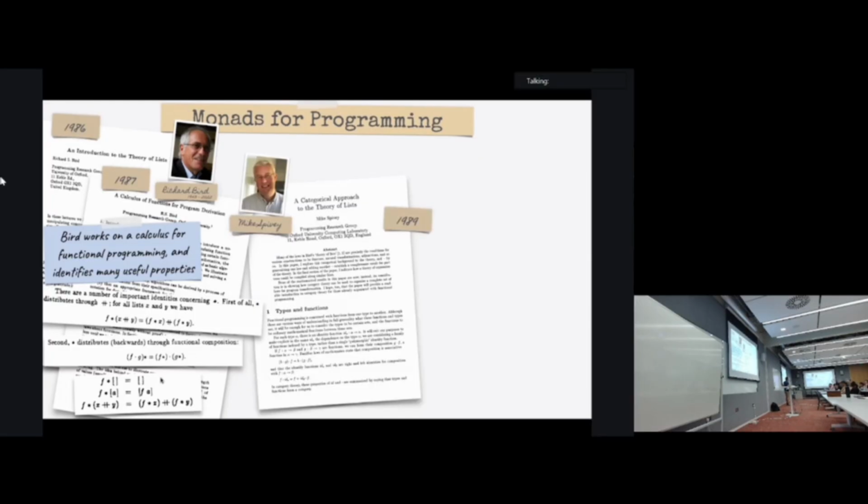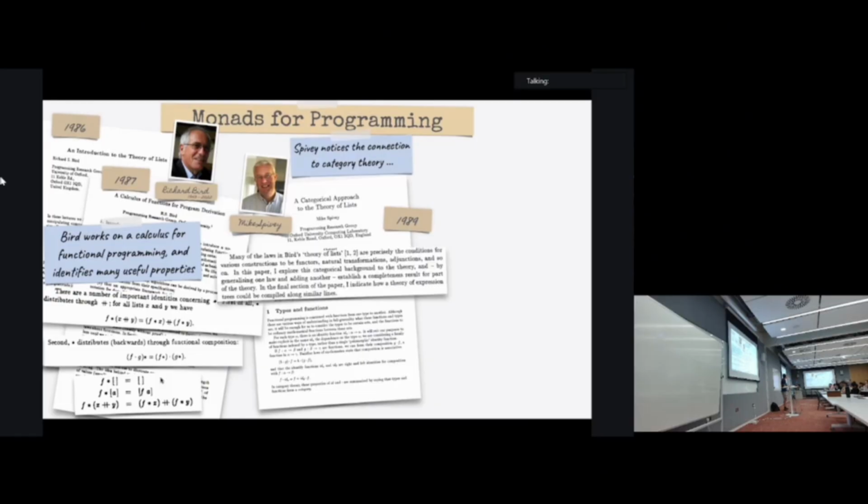And then Mike Spivey jumps in in '89 and sees this and says there's actually a categorical approach to all of this, and sees the connection between category theory as a programming concept rather than as a semantic concept. So he says that many of the laws in Bird's theory of lists are precisely conditions for various constructions to be functors, natural transformations, and adjunctions, and so on. And in this paper, I explored the categorical background to the theory, and by generalizing one law and adding another, establish a completeness result for part of the theory.